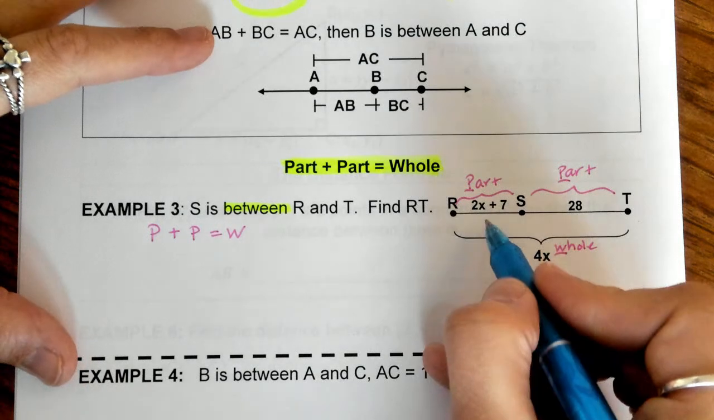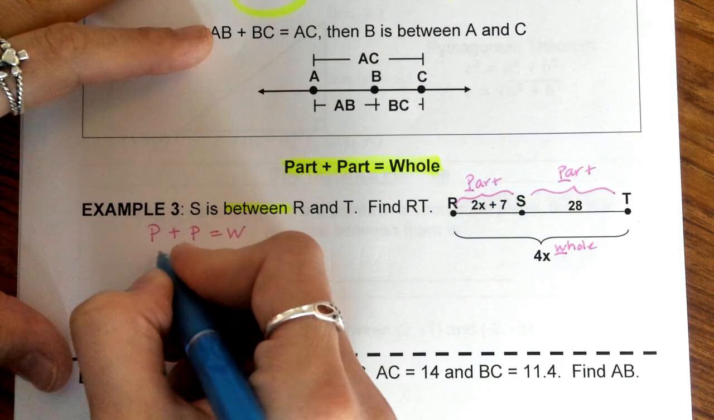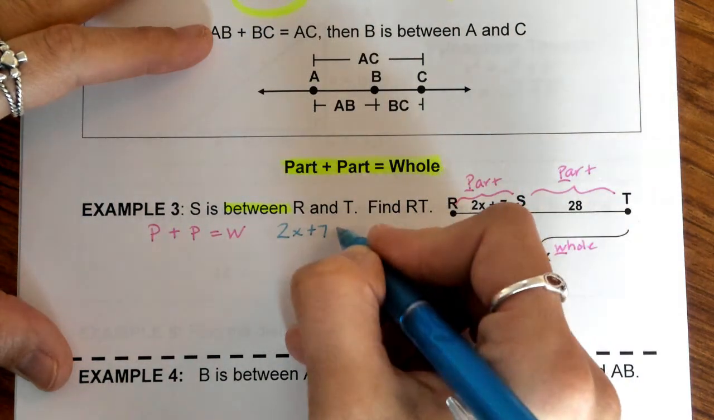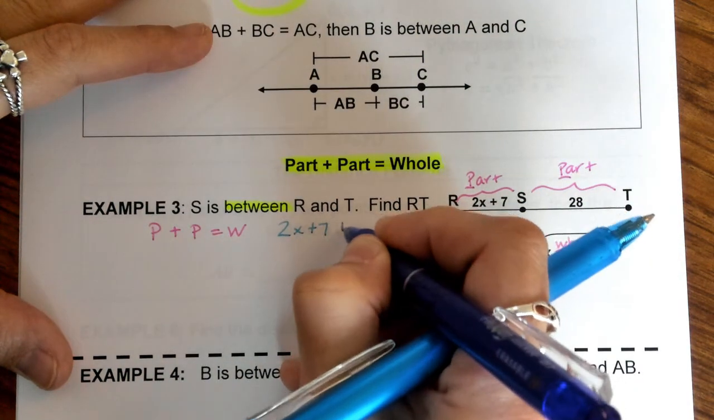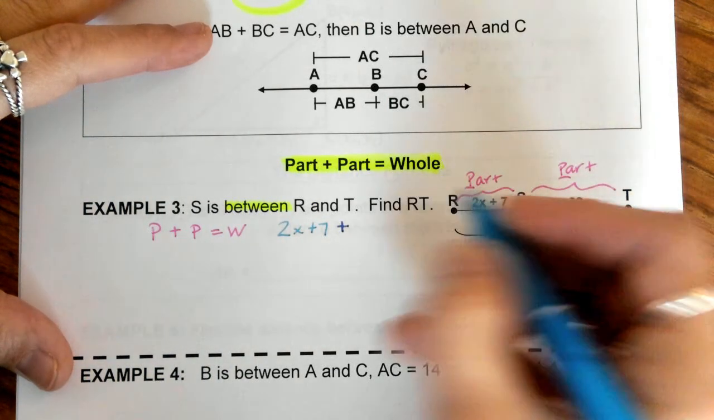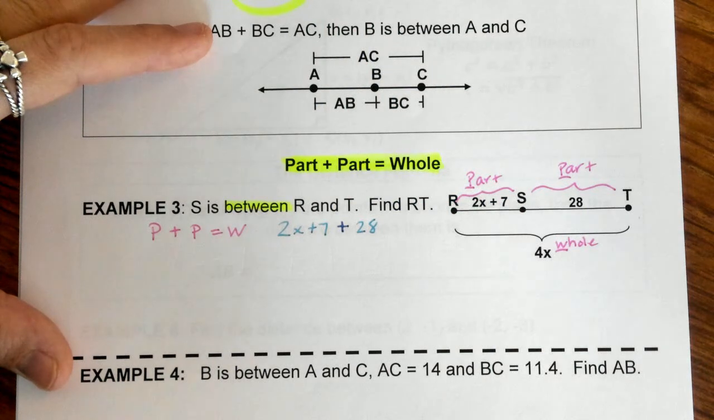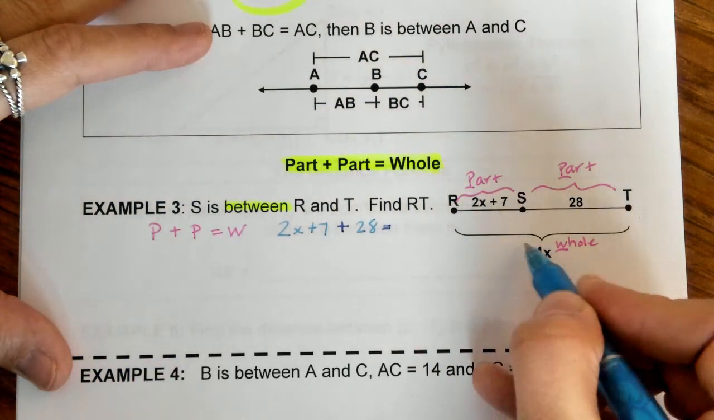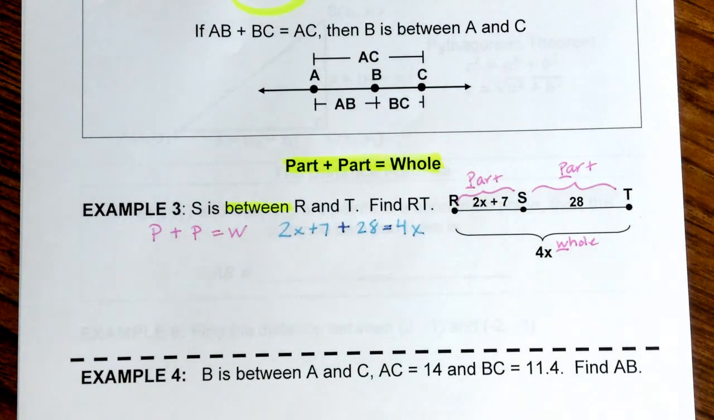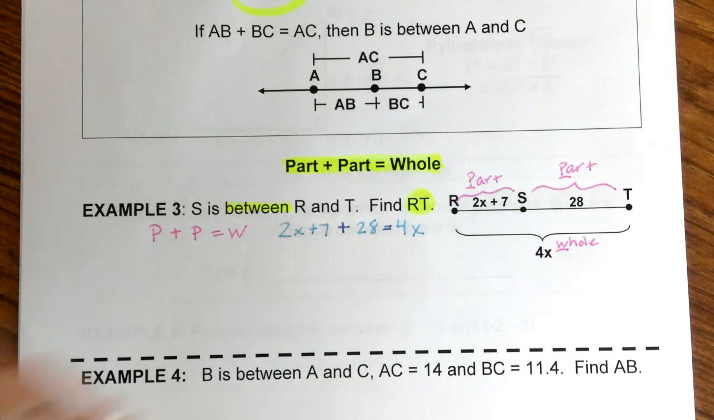So let's go ahead and take this. We're going to take our part, 2x plus 7. We're going to add our other part right here of 28. And we will set this equal to the whole, which was 4x. Now we will go through our process of solving for x, and we will figure out what x is. Noticing that they want us to find RT, we will have to substitute in.